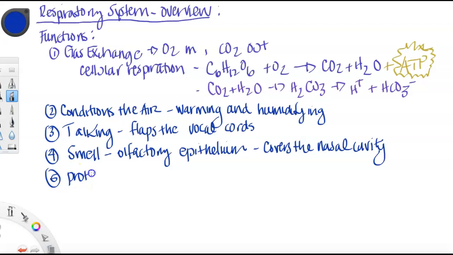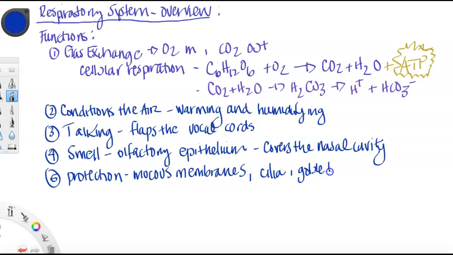And protection. Our nasal passages are covered with mucous membranes. And there are things like cilia and the goblet cells, which make the mucus. And that protects us when we get microbes and dust and whatever coming in, and traps those things so that they don't get down into our lungs. All right, so that's basically the overview of what the respiratory system does.